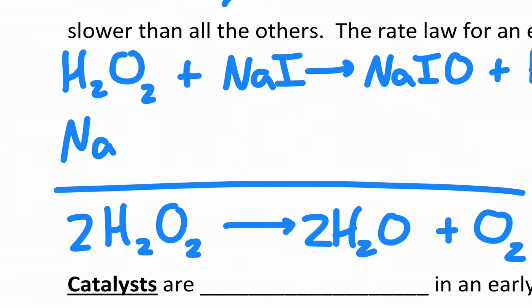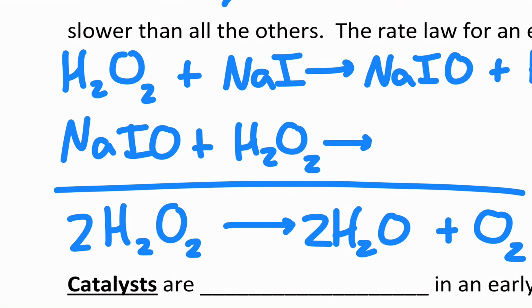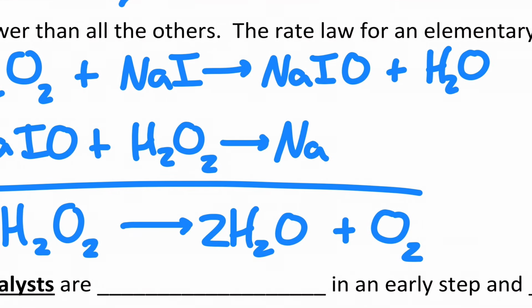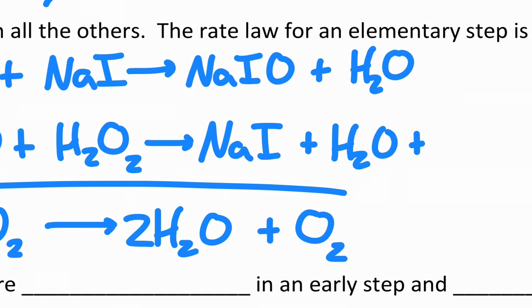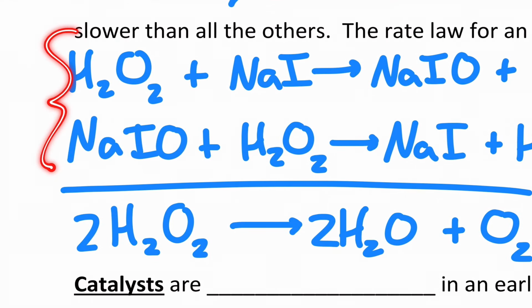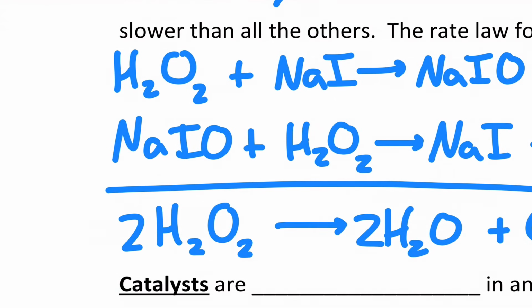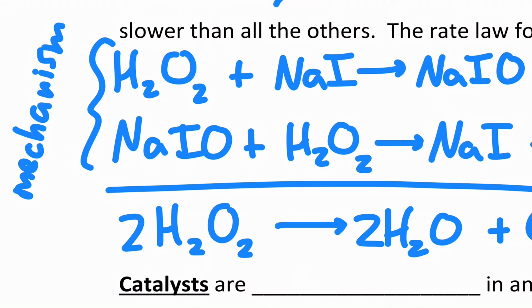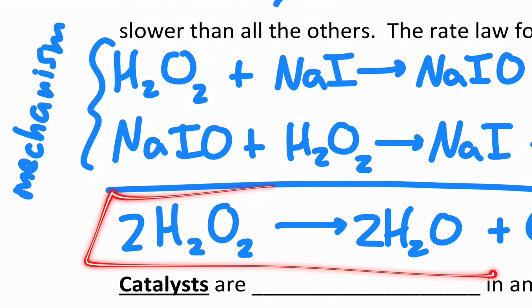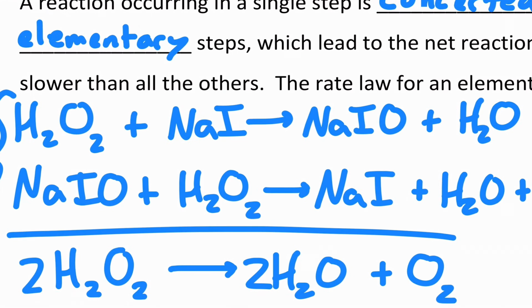And then that sodium hypoiodate will react with a second peroxide. It'll actually regenerate the sodium iodide, make another water molecule, and that's where your oxygen comes from. So these 2 elementary steps make up a mechanism, and each of them count as an individual step, and then we get our overall reaction down below. That means each step has its own rate law, and I'll call them K1 and K2.